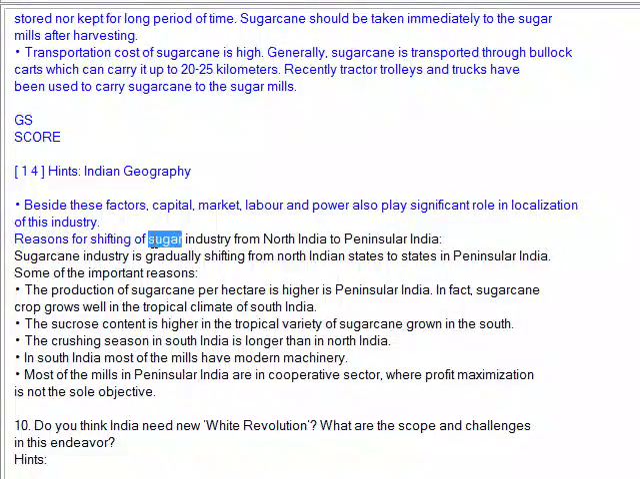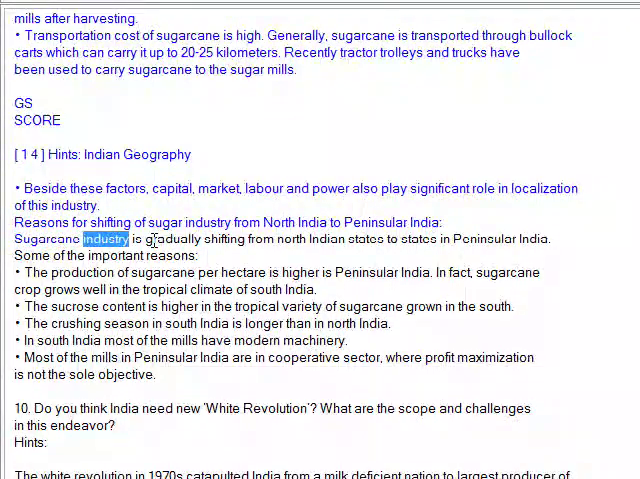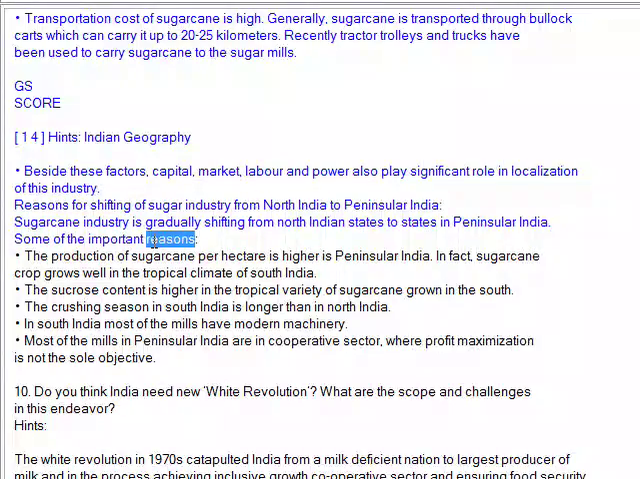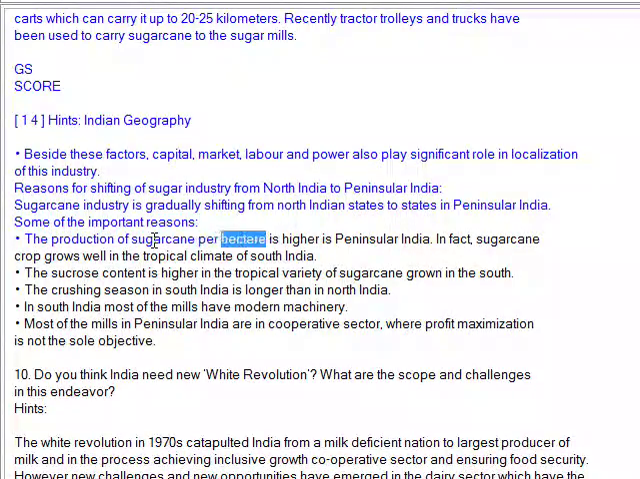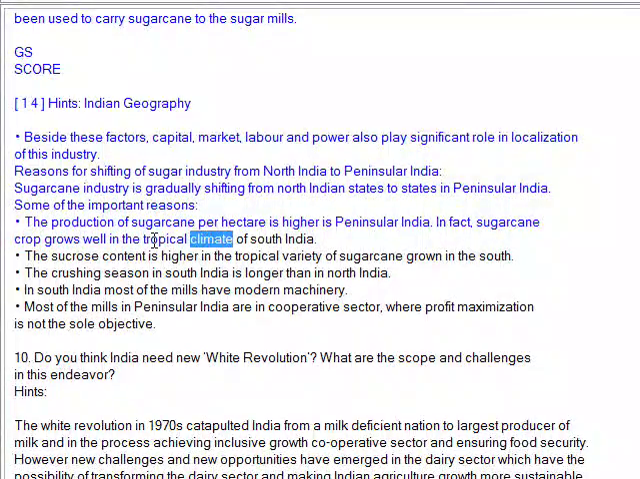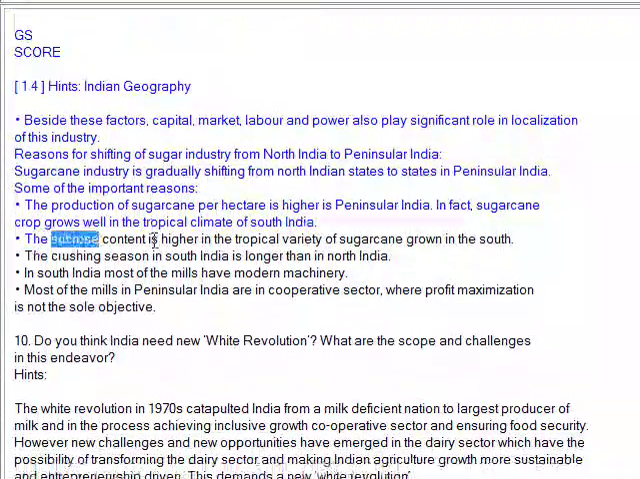Reasons for shifting of sugar industry from North India to Peninsular India. Sugar cane industry is gradually shifting from North Indian states to states in Peninsular India. Some of the important reasons: the production of sugar cane per hectare is higher in Peninsular India. In fact, sugar cane crop grows well in the tropical climate of South India. The sucrose content is higher in the tropical variety of sugar cane grown in the south.